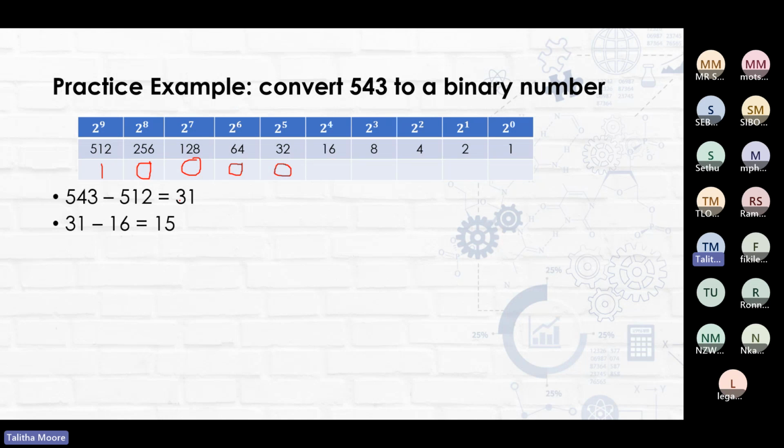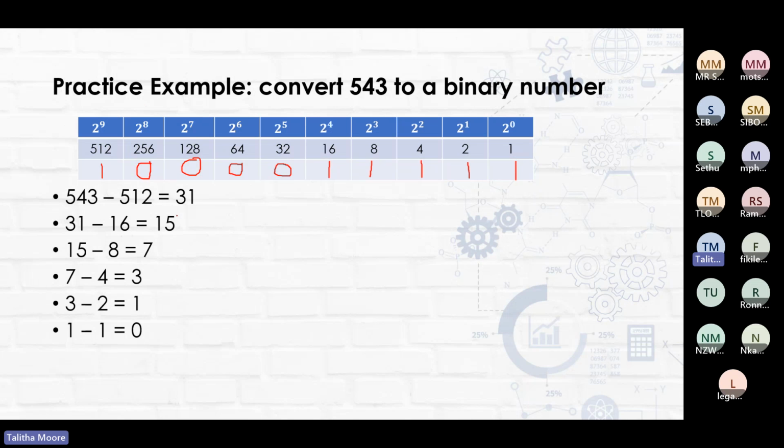So the next step is to say 31 minus 16, which gives us 15, so that is a 1. Now, 15 minus 8 we can do, gives us 7, so that's a 1. 7 minus 4 we can do, so that's a 1, and we're left with 3. 3 minus 2 is a 1, so that's a 1 there. And we can say 1 minus 1 is 0, so that's a 1.